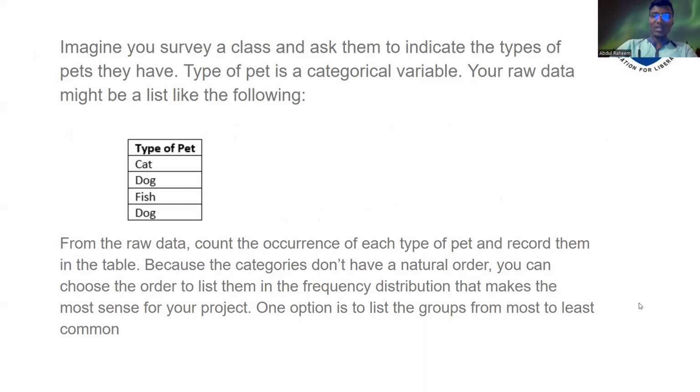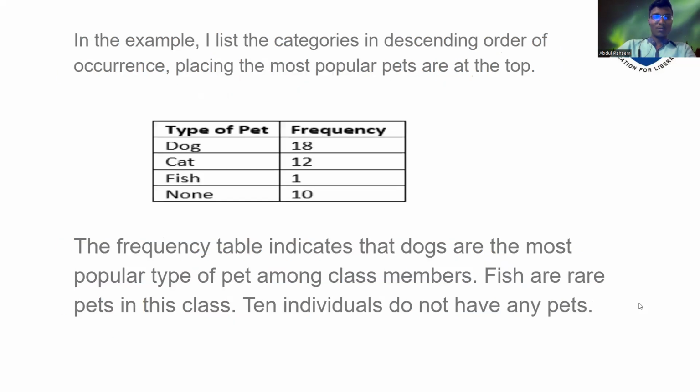Because the categories don't have natural order, you can choose the order to list them in the frequency distribution that makes the most sense for your project. One option is to list the groups from most to least common. In the example, I list the categories in descending order of occurrence, placing the most popular pets at the top. The frequency table indicates that dogs are the most popular type of pet among class members. Fish are rare pets in this class. 10 individuals do not have any pets.